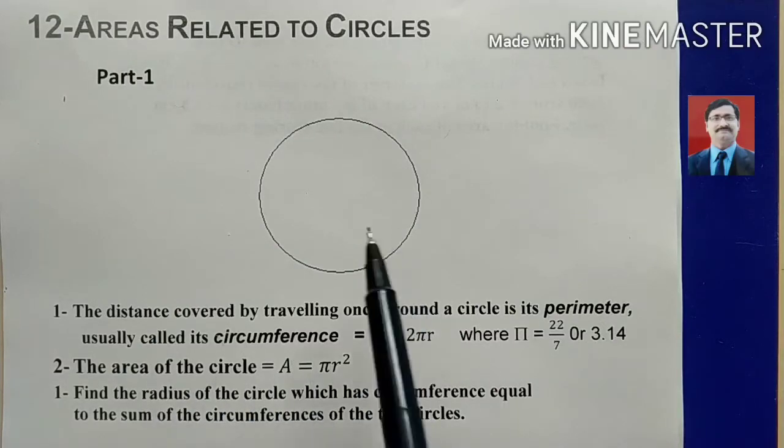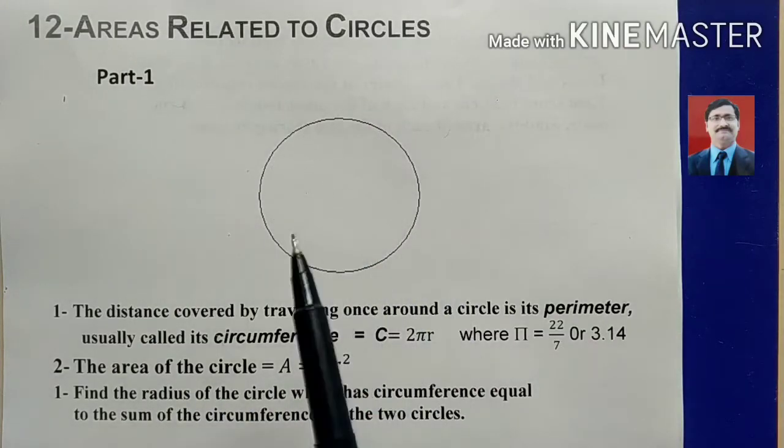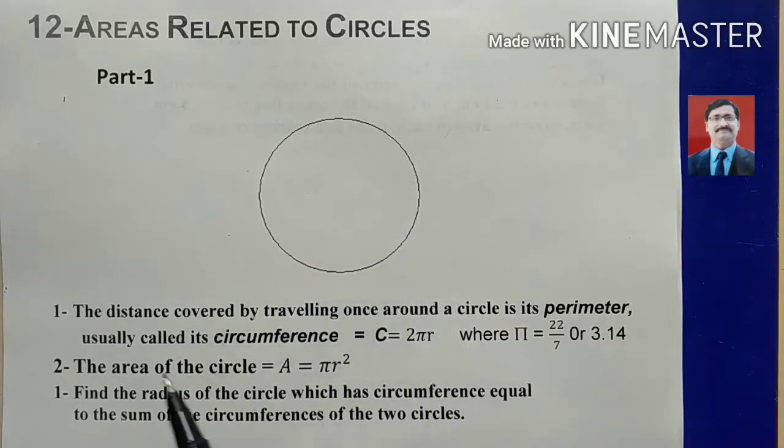Now we have to find the area, meaning the inside part, the surface. The area of a circle is represented by capital A, and the formula is pi r square.